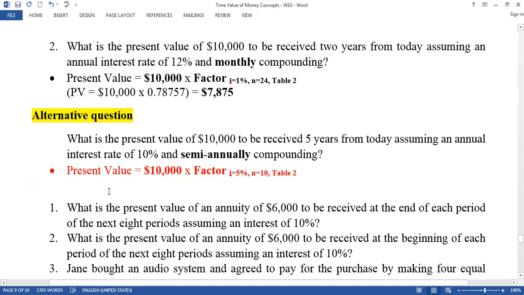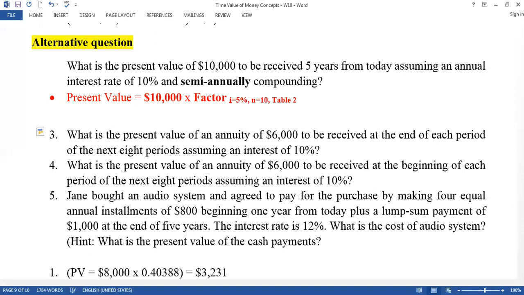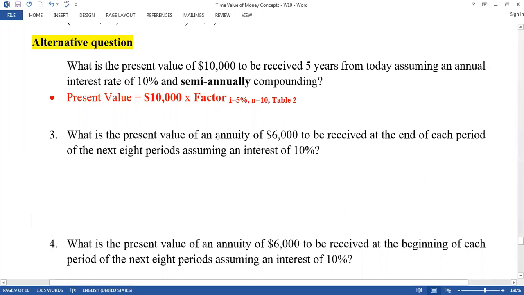Then question 3. What is the present value of annuity? Annuity means a series of payments. So $6,000 should be a series of payments. What is the present value of an annuity of $6,000 to be received at the end of each period for the next 8 periods? Another keyword: at the end.